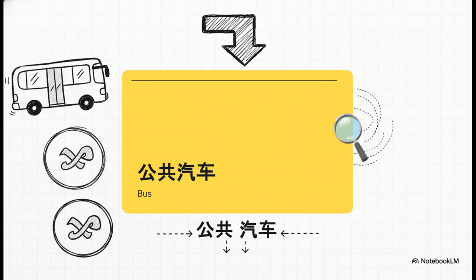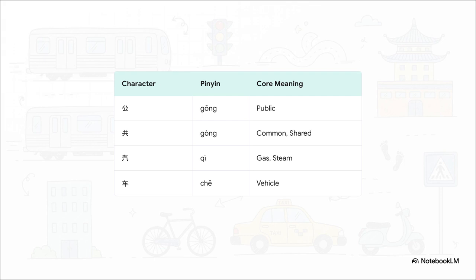When we break it down, you're going to see this incredibly elegant logic. This isn't really one long four-character word. Think of it as two two-character words that we've simply joined together. Okay, let's dissect this. First, we have gong, which means public, and then gong for common or shared. Put them together, and gong gong just means public. Easy enough, right? Then we have qi, which means gas, and finally, our last character, che, which means vehicle.